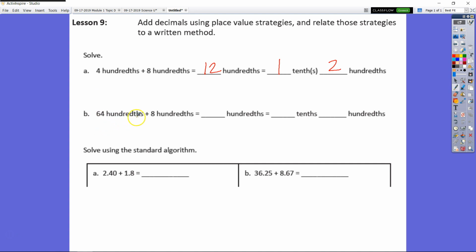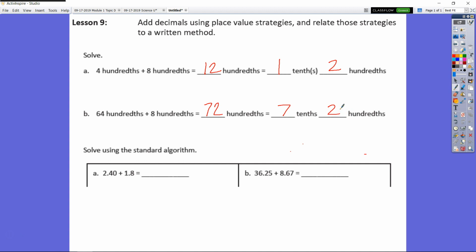All right, let's look again at B here. We have 64 hundredths plus 8 hundredths. I know that 64 hundredths plus 8 hundredths is 64, 65, 66, 67, 68, 69, 70, 71, 72 hundredths. And we could rename 72 hundredths. We would regroup these 70 hundredths as 7 tenths, and we would have our 2 hundredths remaining.